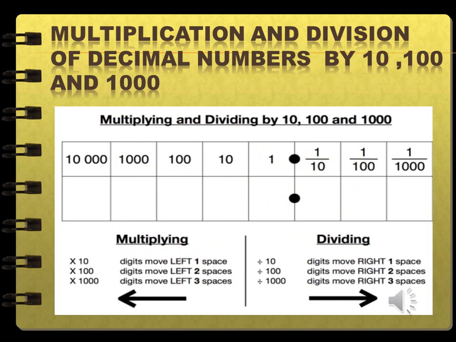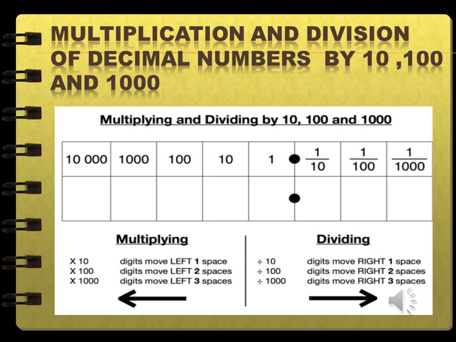Now we will learn how to multiply or divide the given fractions by 10, 100 and 1000. The rule is simple. If you are multiplying any number, then the value will increase. So the decimal never moves. It is the digit which moves from left to right or right to left. So when we are multiplying by 10, 100 and 1000, the digits are moving from right to left, which will certainly increase the value of a number.